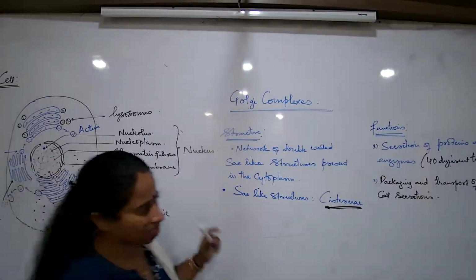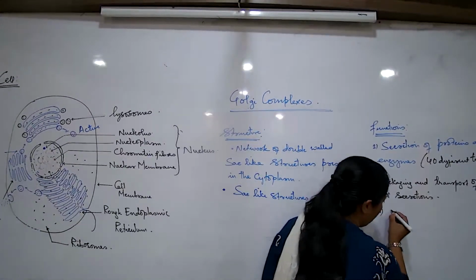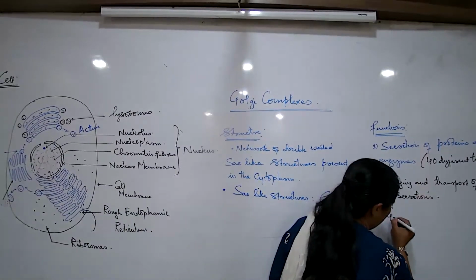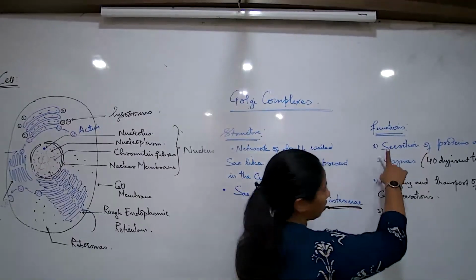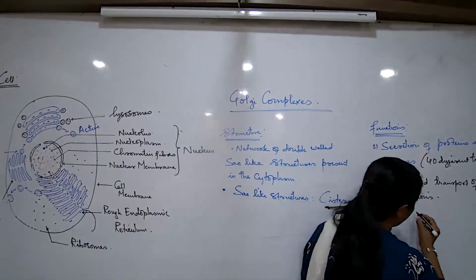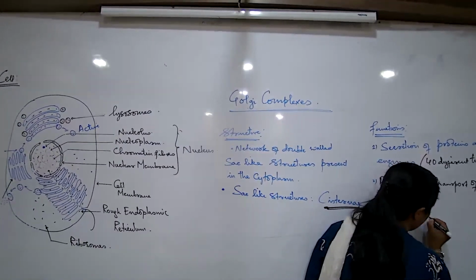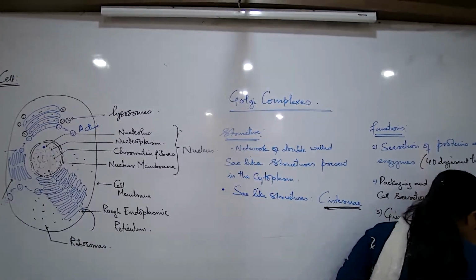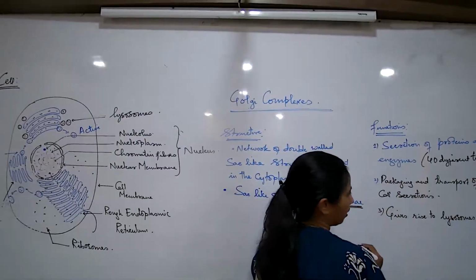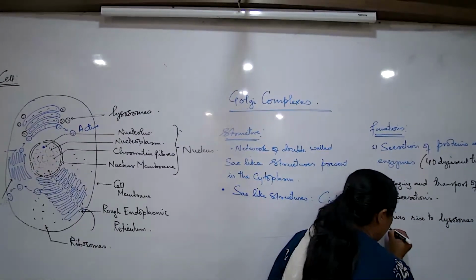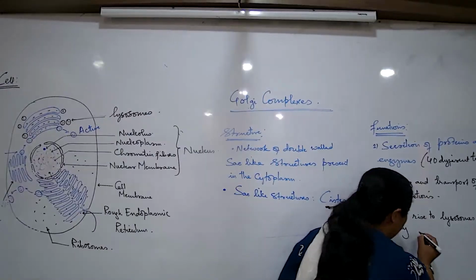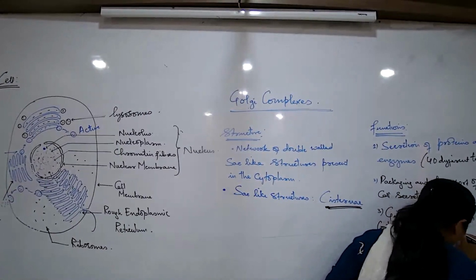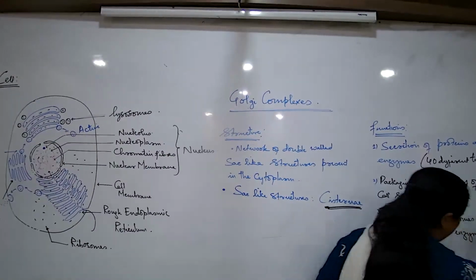So if this is the relation, then can I write Golgi gives rise to lysosomes, or the lysosomes originate from Golgi? Yes, we are talking about the functions of the Golgi, so we will write gives rise to lysosomes, which are separate cell organelles altogether. Gives rise to lysosomes containing hydrolytic enzymes.